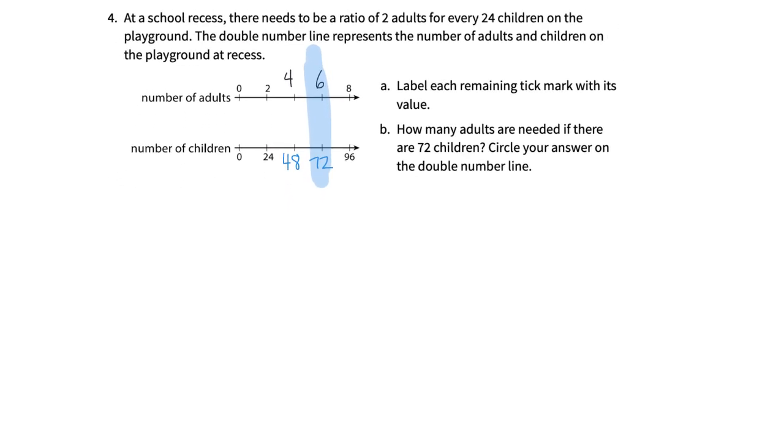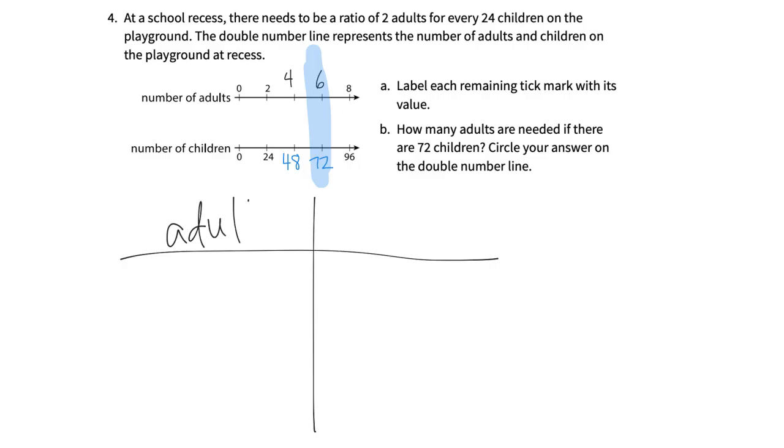Now it doesn't ask us to, but we could put this into a table, couldn't we? So we could say adults and children.